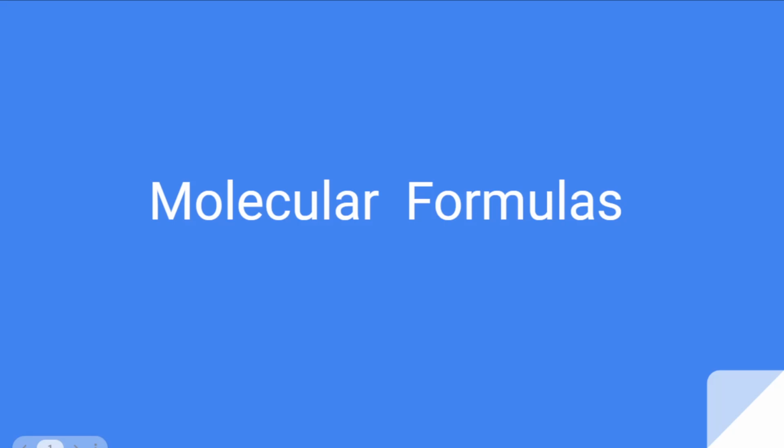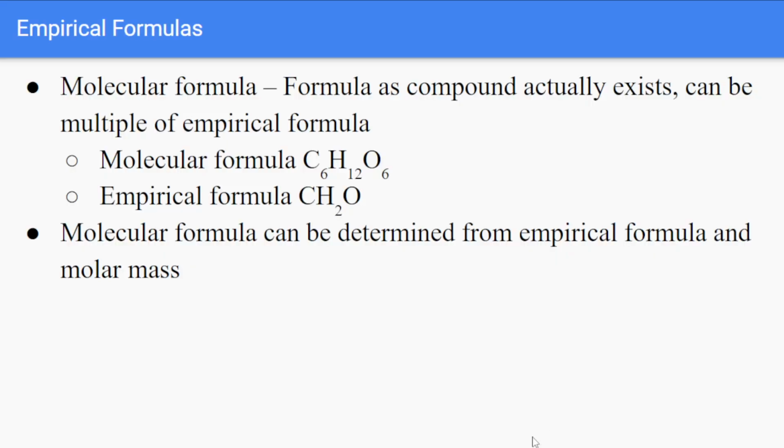In this video, we'll discuss how to write molecular formulas. Molecular formulas are formulas for compounds as they actually exist, and it can be in multiples of the empirical formula. If you look at these two examples, the empirical formula is CH2O. The molecular formula is C6H12O6. Notice that if we multiply these subscripts by 6, then the formula would be C6H12O6.